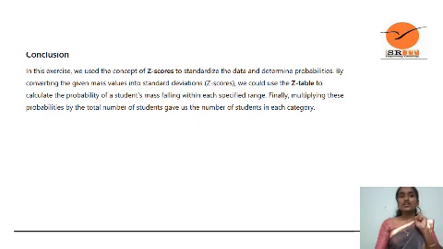So, conclusion: in this exercise we used the concept of Z scores to standardize the data and determine probabilities by converting the given mass values into standard deviations. We used the Z tables to calculate the probability of the student mass falling within each specified range. Finally, multiplying these probabilities by the total number of students gave us the number of students in each category.